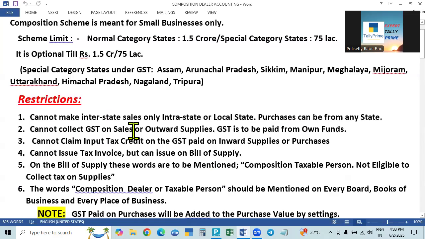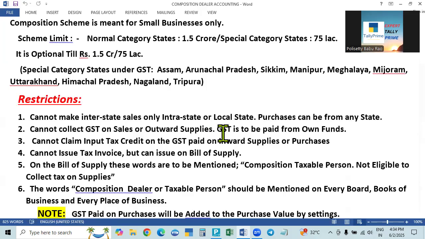And one more thing: when he is selling in the same state, he cannot collect the GST, irrespective of the GST rate for the goods. There may be 5%, 12%, 18%, 28%, 0%, whatever the rate may be, he cannot collect GST on the outward sales. But the tax is to be paid to the government. The government will not leave without tax.